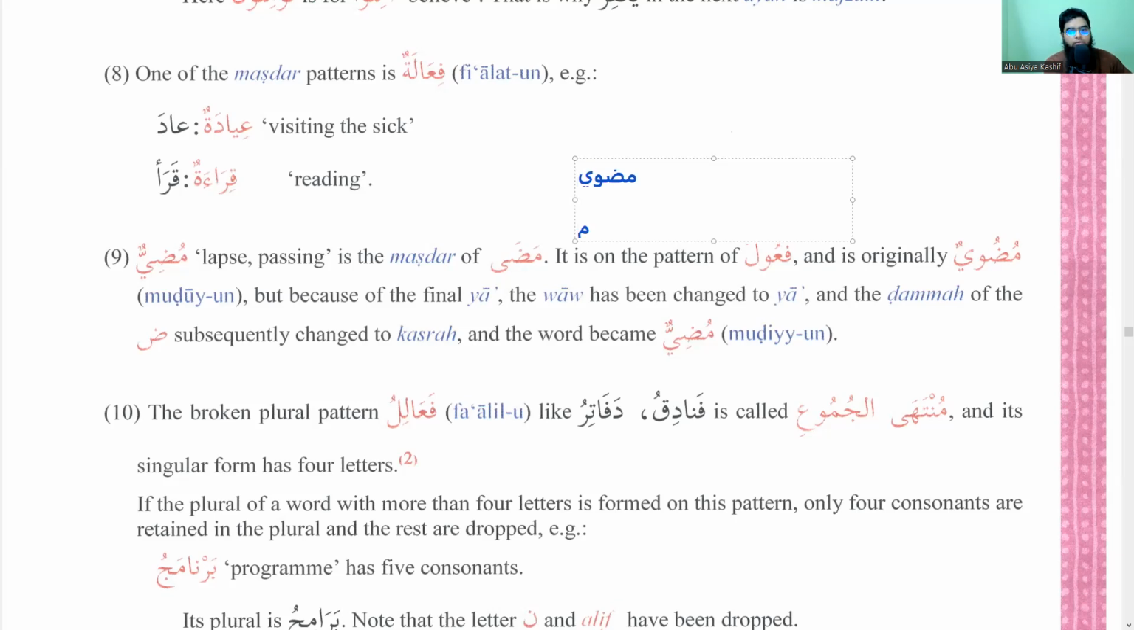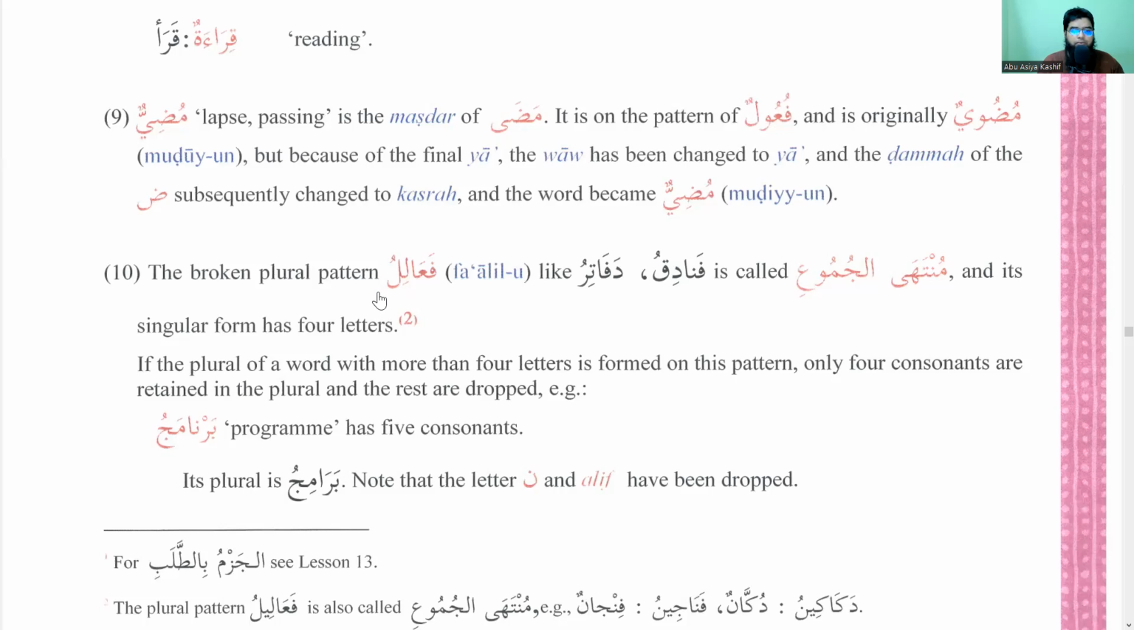Now, muduyun, this became 2 yas, because waw and ya are enemies together. The waw changed into ya, and then the ya forces the previous letter to have a kasra. It became mudiyun. This is just sarf, morphological changes.